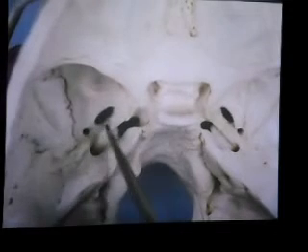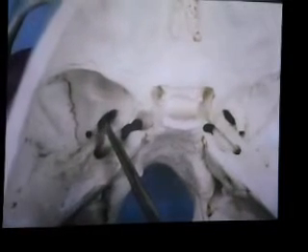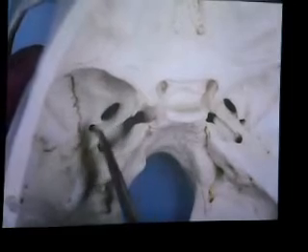Looking at holes once again. This hole, that oval-shaped hole right there, is the foramen ovale. This is the foramen spinosum, and that is the foramen lacerum. Now there's another one that we can see on the inside, and that is this one right here, and that is the foramen rotundum.